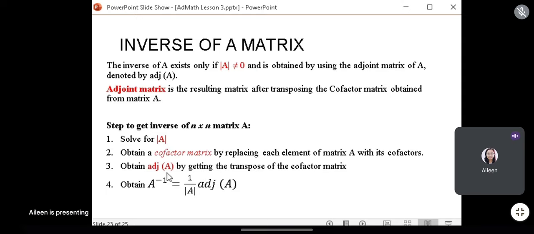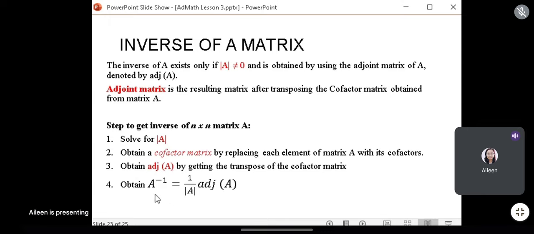So, adj A is the adjoint matrix, obtained by getting the transpose of the cofactor matrix. Actually, your steps 2 and 3 can be interchanged. Pwedeng magbaliktad yung ating steps 2 and 3, and it will still generate the same answer. Pero ako, ito na ang sinusunod ko. Inuuna ko munang kunin si cofactor matrix and then saka ko siya itatranspose to get the adjoint matrix.